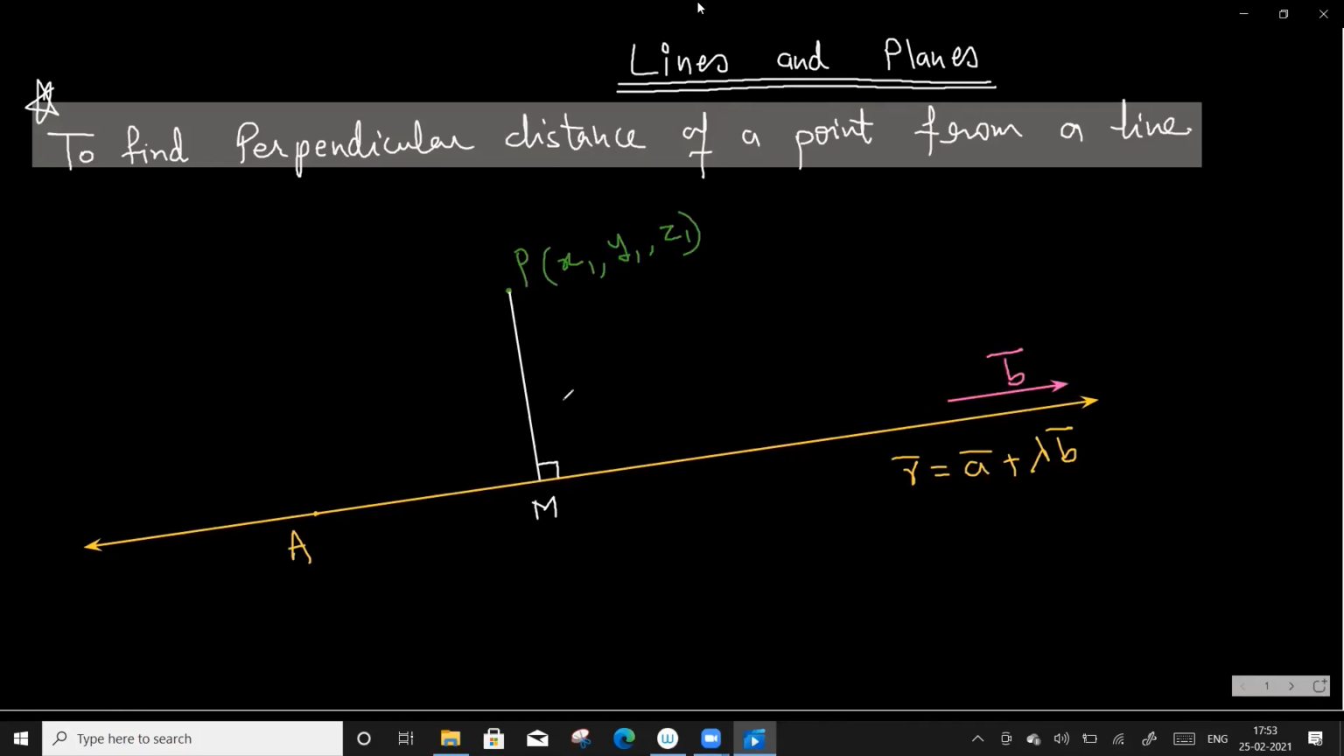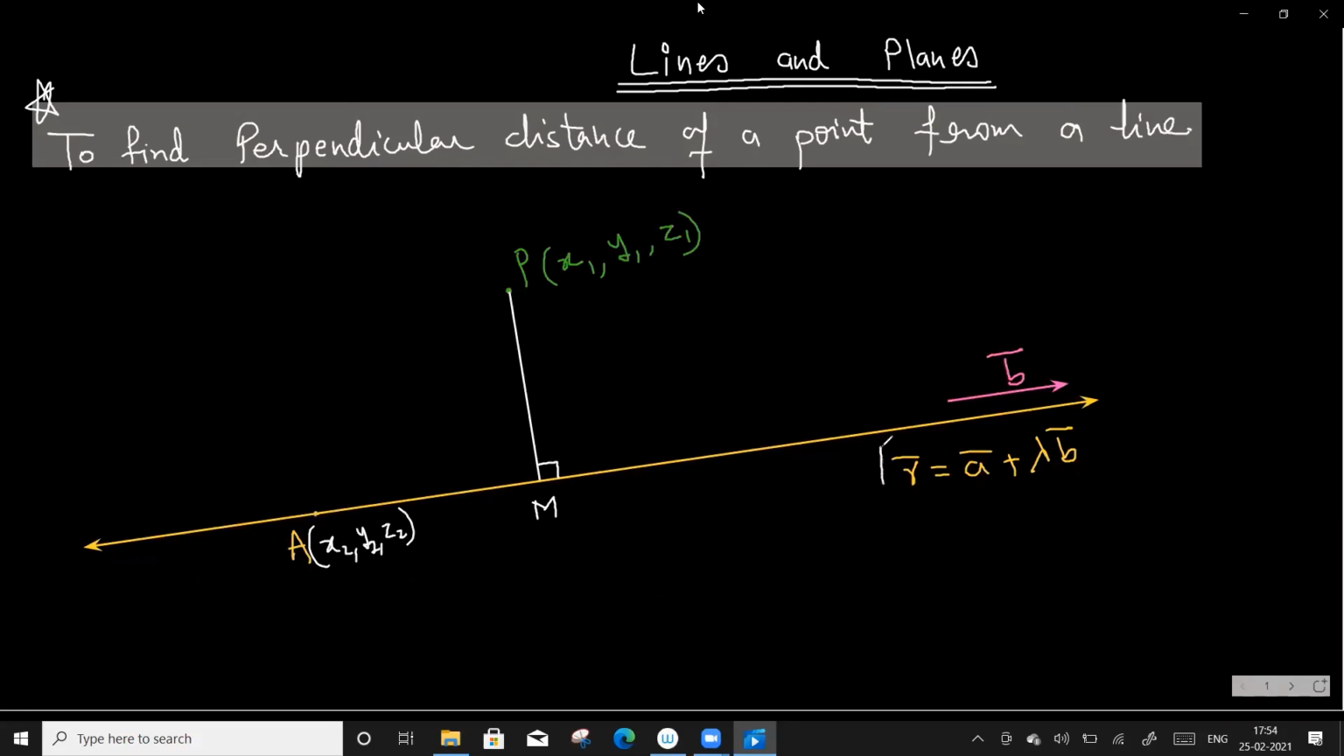Now, how do we do it? For this, I shall tell you the idea. As I am given point A, the coordinates of point A will be given to me. So suppose x2, y2, and z2 are given to me. What are x2, y2, z2? They are the coordinates of point A. A is a given point on the line.